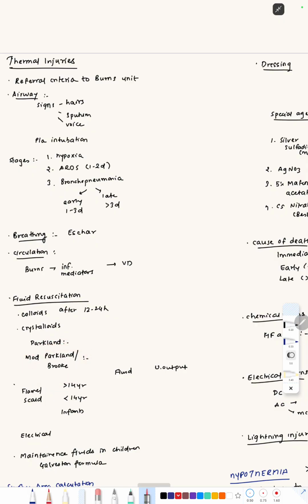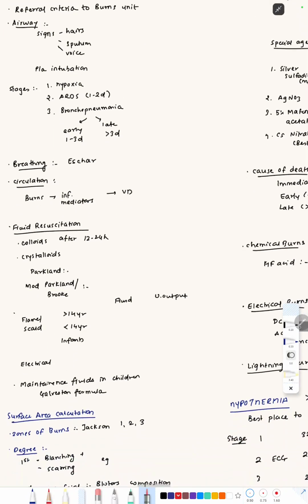So according to the Parkland formula, it is 4 into body weight in kg multiplied by the percentage of total body surface area that is burned. But according to the modified, it is 2 multiplied by the body weight in kg multiplied by the total percentage of the body surface area that is burned. So earlier it was 4, but now it is 2.